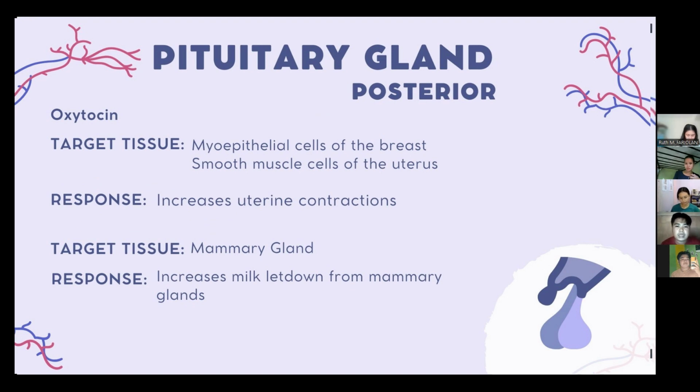Oxytocin is a natural hormone that stimulates uterine contractions in childbirth and lactation after childbirth. It also affects aspects of human behavior in the male and female reproductive system. Target tissues are the myoepithelial cells of the breast and smooth muscle cells of the uterus. Response is increased uterine contractions. Another target tissue is the mammary gland. Response is increased milk letdown from mammary glands.